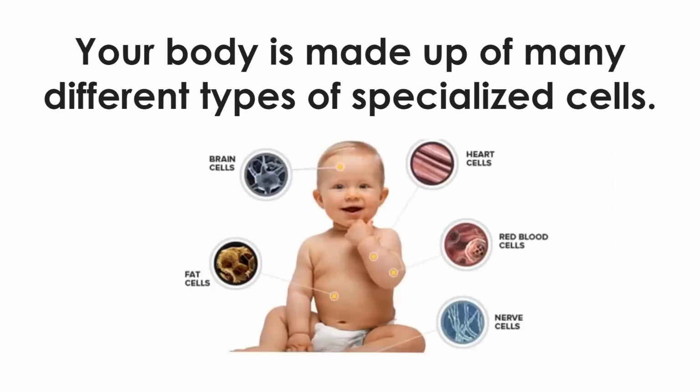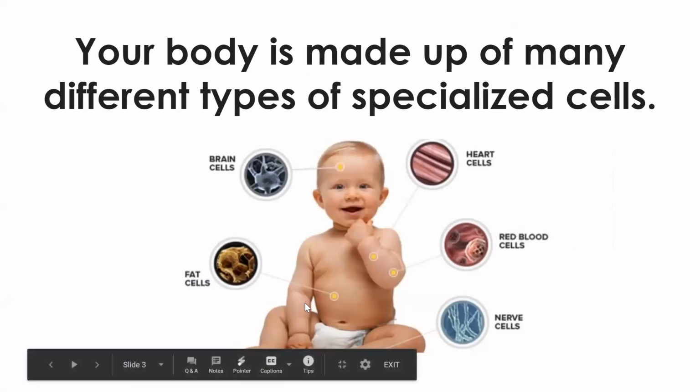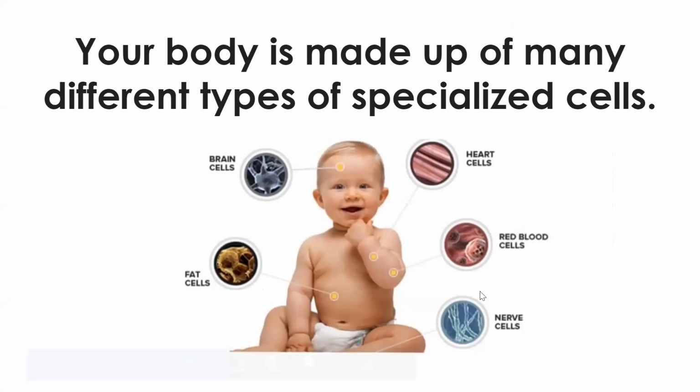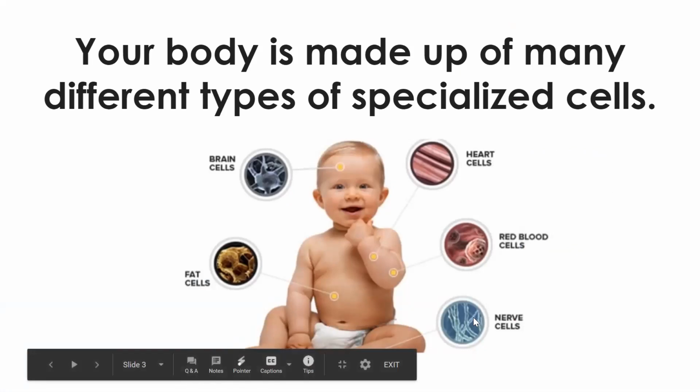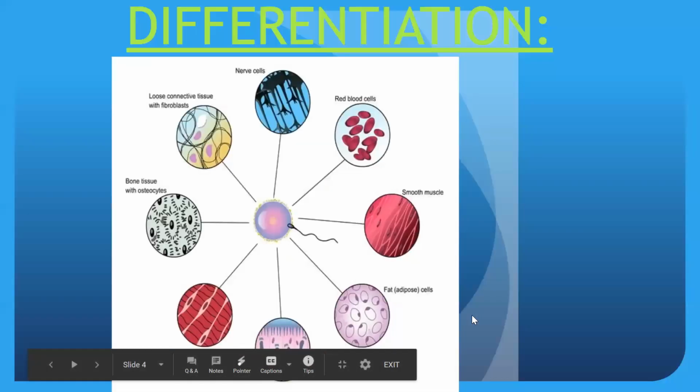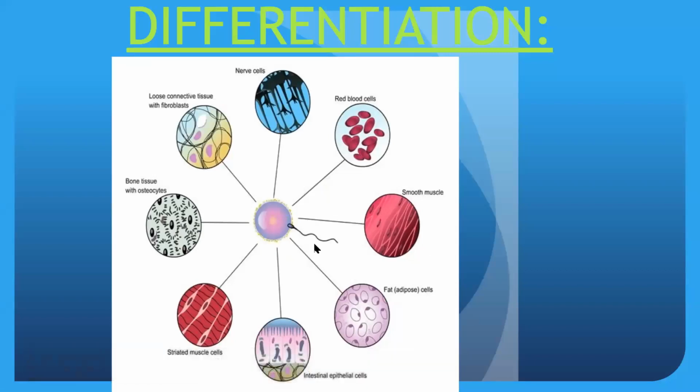So your body is made up of many different types of specialized cells. Specialized cells are cells that have specific functions. So your fat cells, your brain cells, your heart cells, your red blood cells, and your nerve cells all have different special, unique functions. The process of them becoming special and unique is called differentiation.